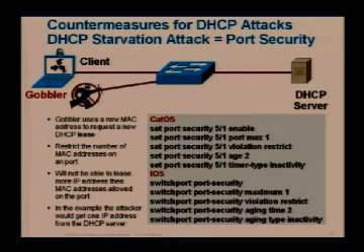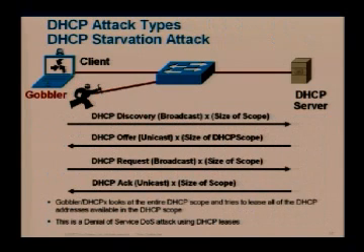Why? Because if we go back to our previous slide, when this guy sends the DHCP discovery, what is the important information that the server is going to look for? The source MAC address, right? Because it will give you an IP address on the basis of unique MAC addresses. So he's going to be spoofing different source MAC addresses, bogus MAC addresses.